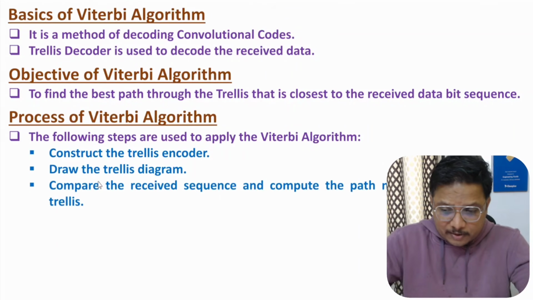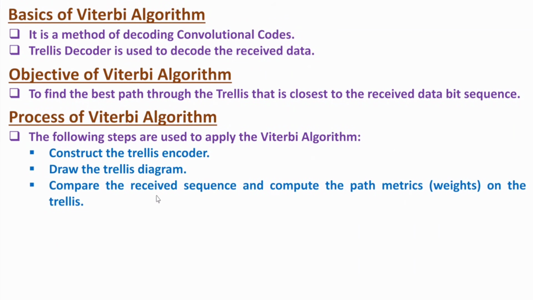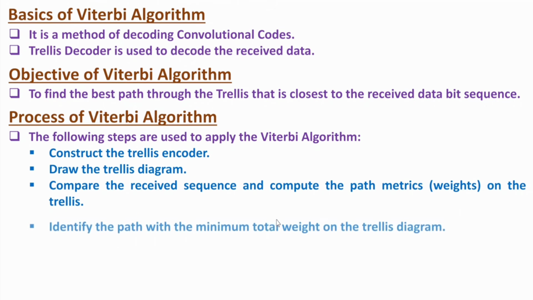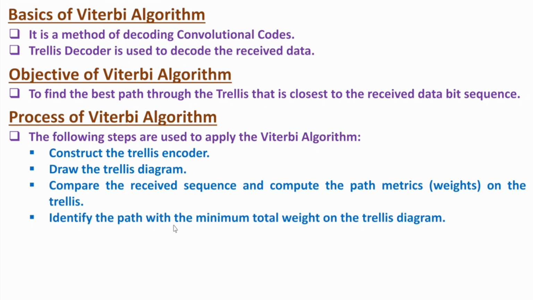In the third step, we need to compare the received sequence and compute the path metric with respect to the weight on the trellis. So here I'll be comparing the received data sequence with the paths with respect to weightage, and here the weightage will be Hamming distance, and based on the closest path we will identify the decoded data. All four steps I'll follow with a practical example that will give you more clarity. So now let me explain an example based on the Viterbi algorithm.